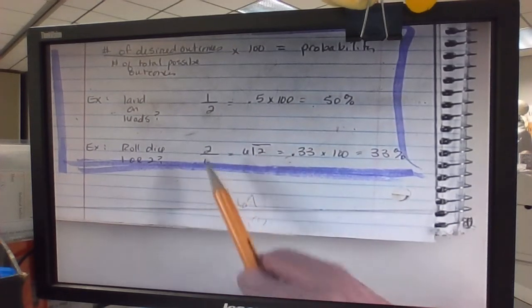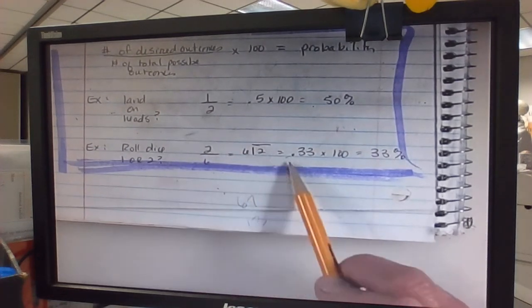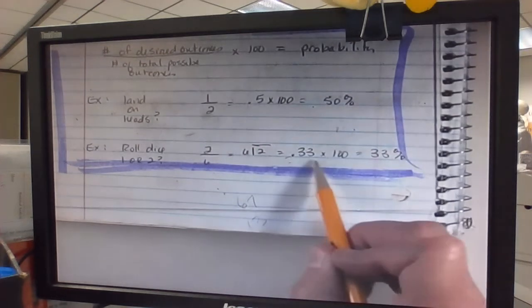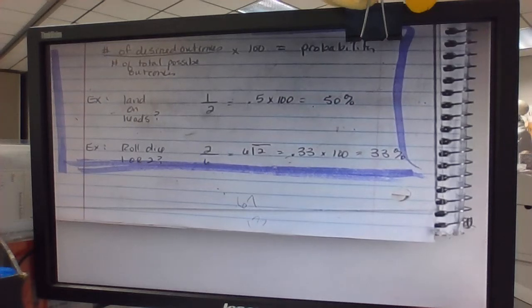2 divided by 6, always numerator divided by denominator. 2 divided by 6 gives me 0.33, and I think it's 0.3333 repeating, but we only need 2 numbers after the decimal. Times 100 gives me 33%.